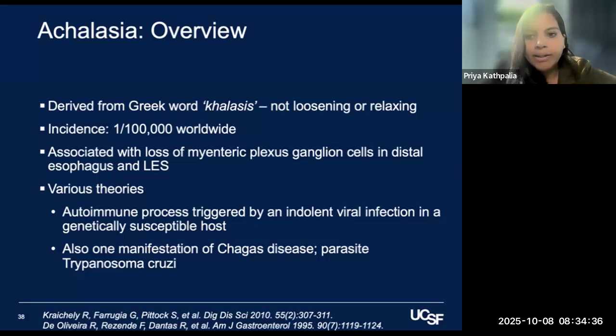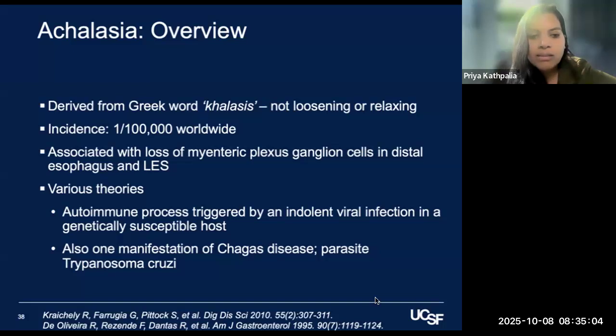And there are various theories. One is that perhaps it's an autoimmune process that's triggered by an indolent viral infection in somebody who's genetically susceptible. And we do know that patients with achalasia tend to be more likely to have a concomitant autoimmune disease than in the general population. And the prevalence of autoantibodies tends to be higher, though certainly we're not checking for that when we see these patients.